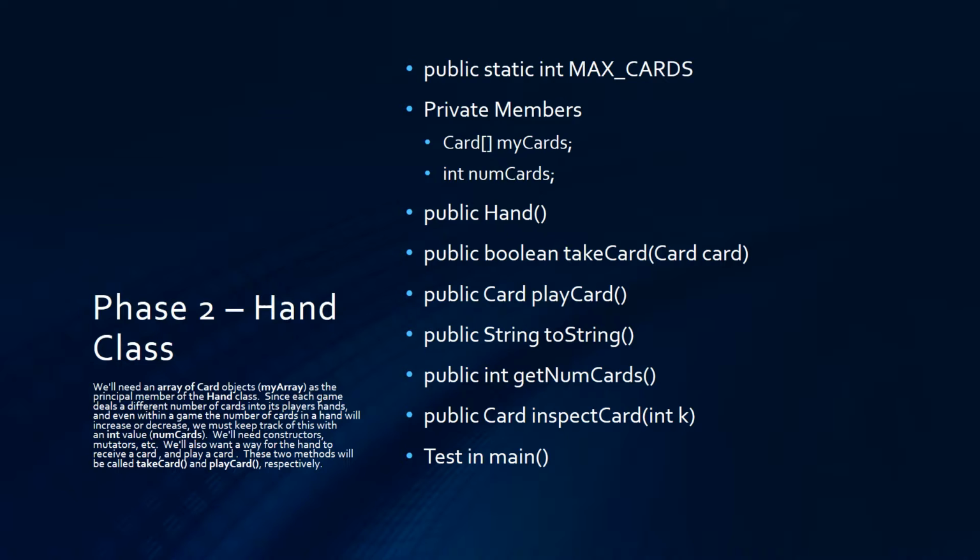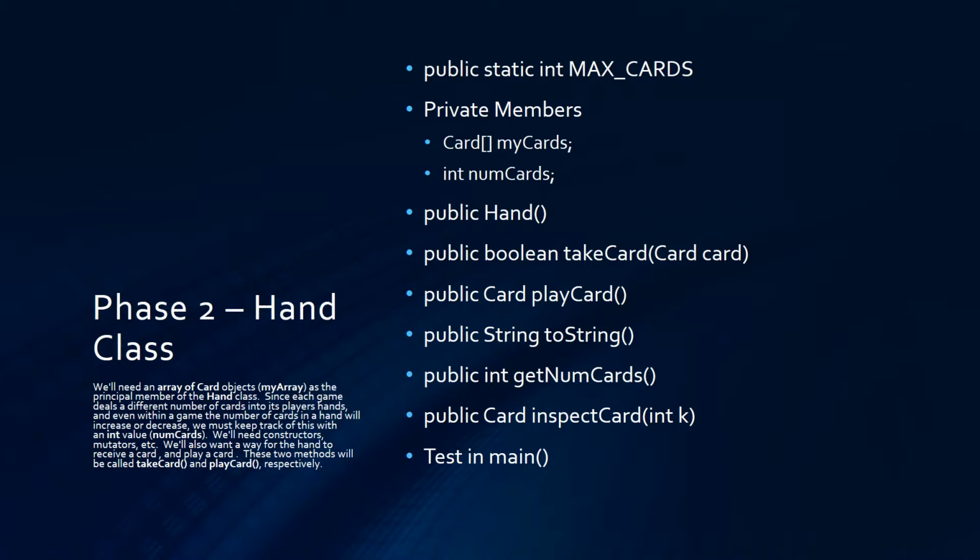Since each game deals a different number of cards into its player's hands, and even within a game the number of cards in a hand will increase or decrease, we must keep track of this with an int value, which is num cards. We create a default constructor for the hand class, and there will be 6 other public methods.